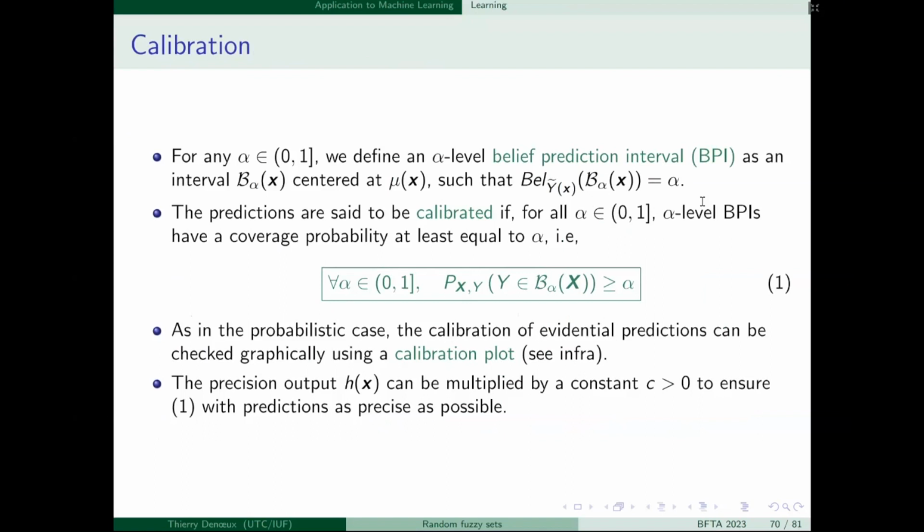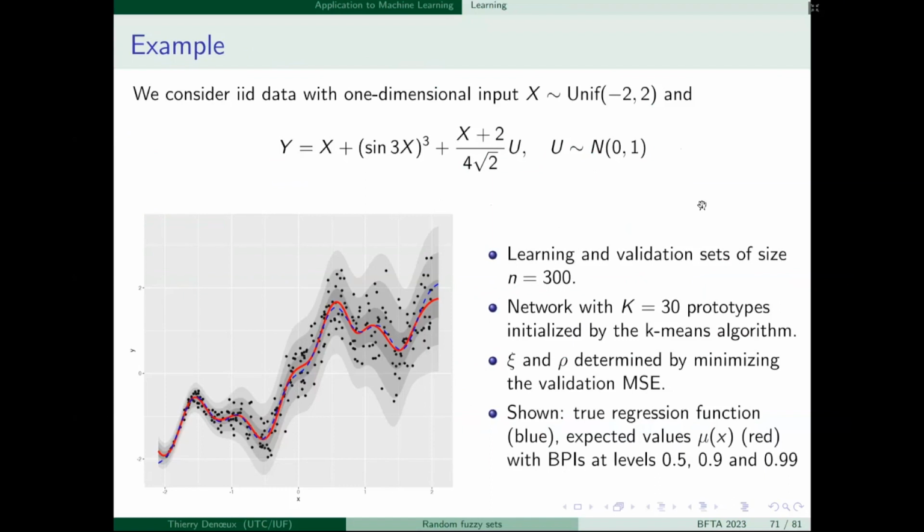So this property gives us some notion of consistency, actually. And as in the probabilistic case, this property can be checked graphically by a calibration plot. Here is a small example. We have this model: x has a uniform distribution between -2 and 2, and y is given by this equation. The regression function is nonlinear, and the error also depends on x. In blue you have the true regression function, and in red you have mu of x, the predicted expectation.